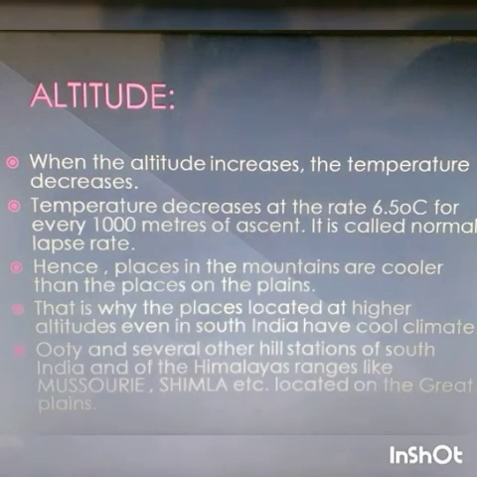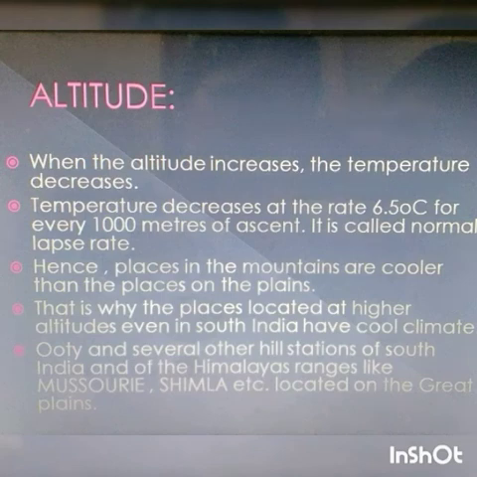Next we see the second one, altitude. When the altitude increases, the temperature decreases. Temperature decreases at the rate of 6.5 degrees Celsius for every 1000 meters of ascent. It is called the normal lapse rate.